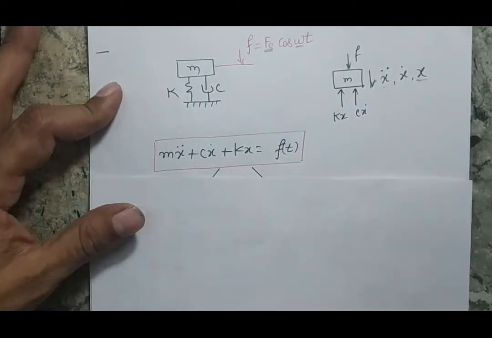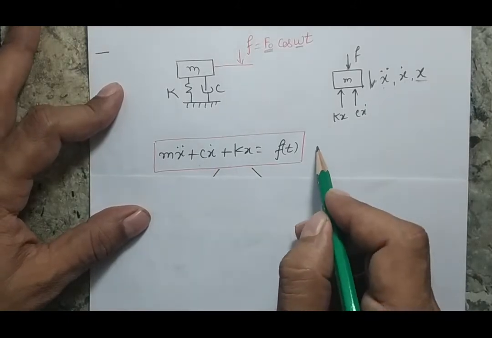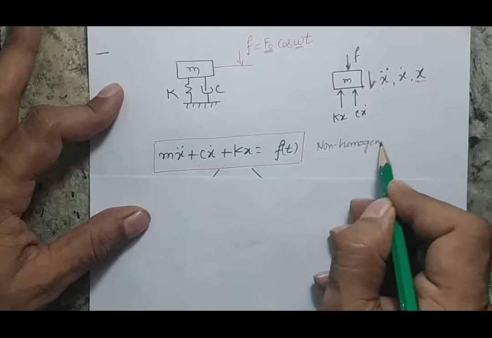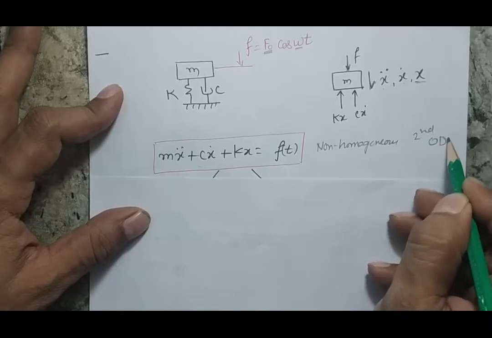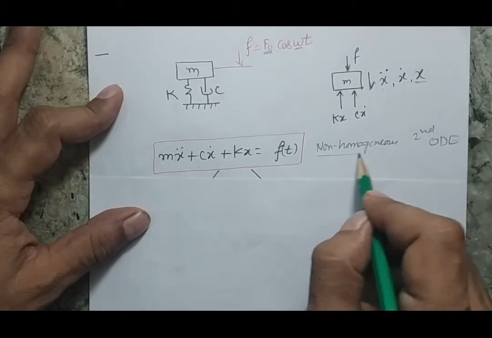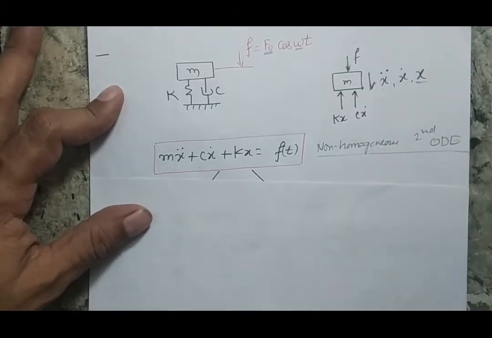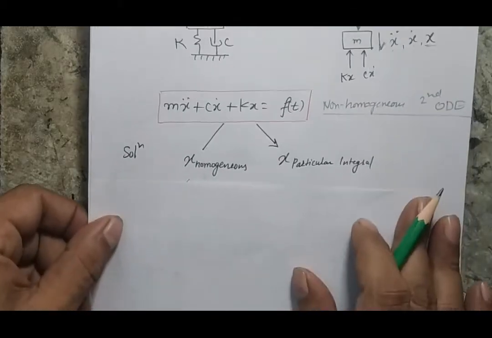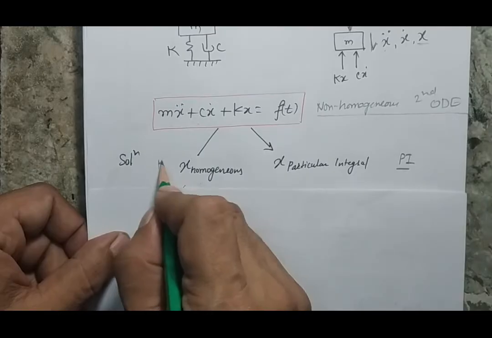Now I have to get the solution of this non-homogeneous ordinary differential equation. This is basically a non-homogeneous second order ordinary differential equation, and in mathematics we have a standard procedure to get the solution of such equation, and that includes two parts. One is the homogeneous solution, another one is the particular integral solution. So this is the PI part and this is the homogeneous part.